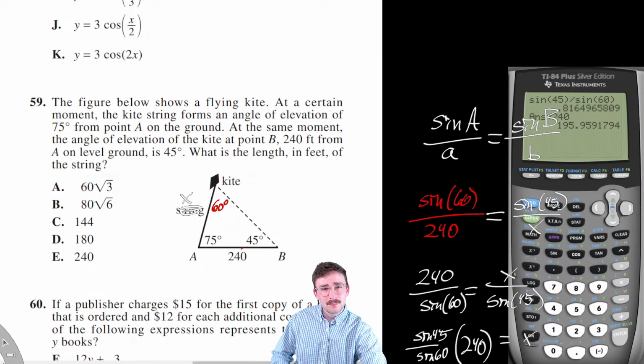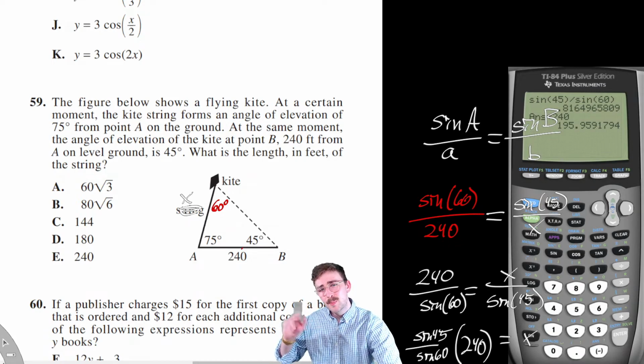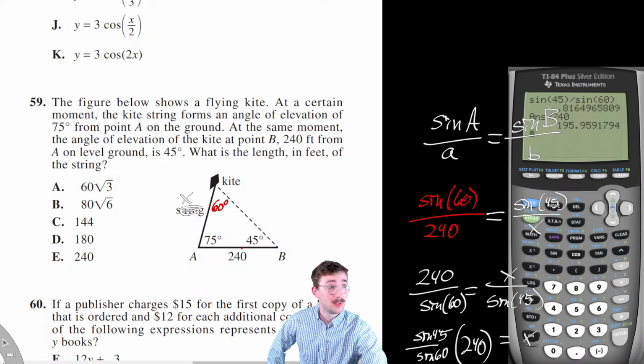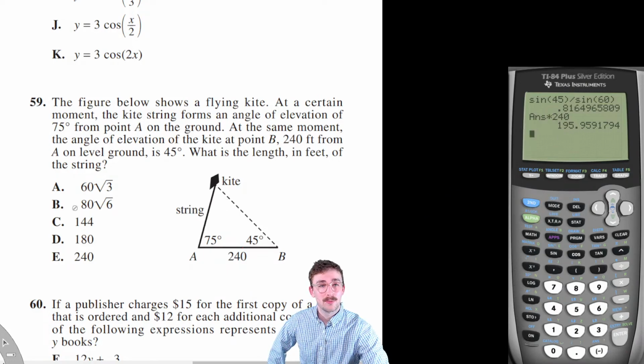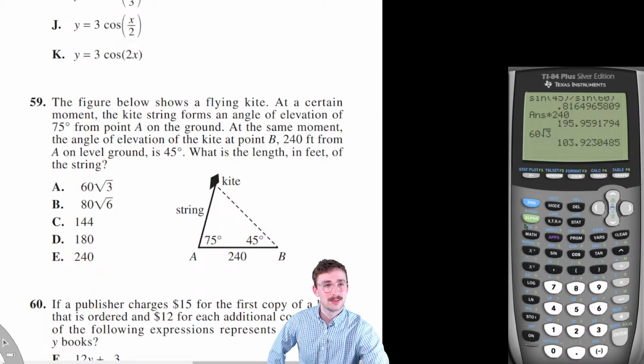Now, you might say, haha, Edward finally missed one. And I might have. But what I'm going to do is look at A and B. And I'm going to say, all right, what's 60 times the square root of 3? It's not right. But what about 80 times the square root of 6? That is right. That answer right there is the same as the answer I got. So it would be B.